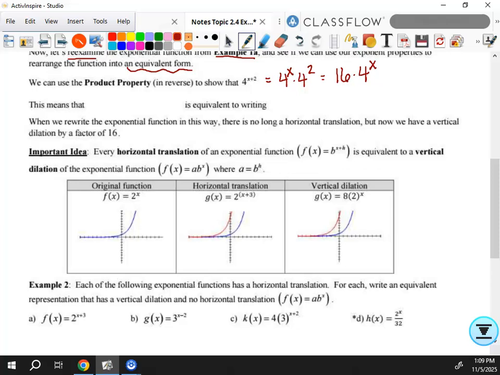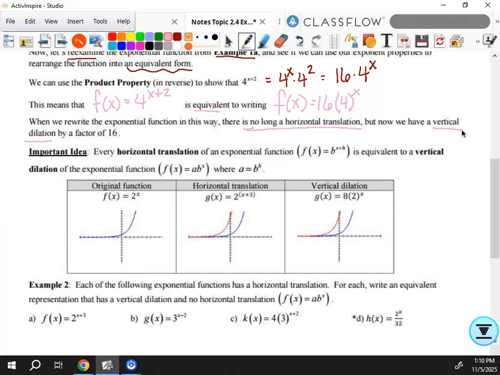So that means that f of x equals 4 to the x plus 2 is equivalent to f of x equals 16 times 4 to the x. Right. They look completely different, but if you graph them both, you get the same thing. Okay, everybody good? Okay. So then it goes on to say, when we rewrite the exponential function this way, there is no longer a horizontal translation, but now we have a vertical dilation. So changing it from translations to dilations.